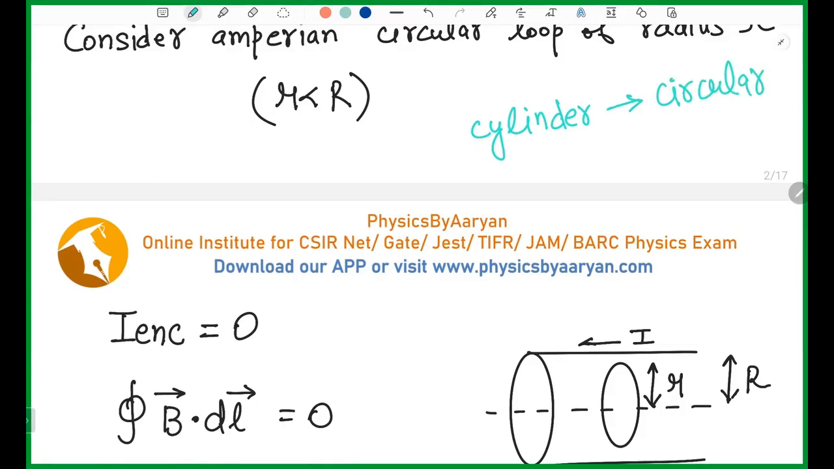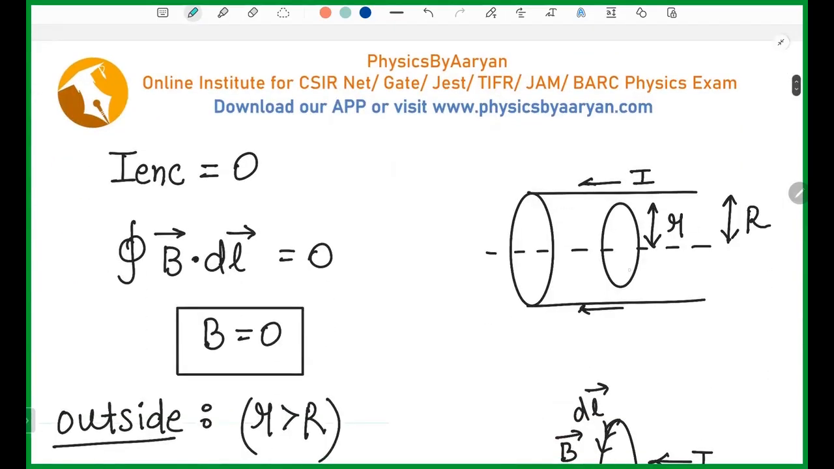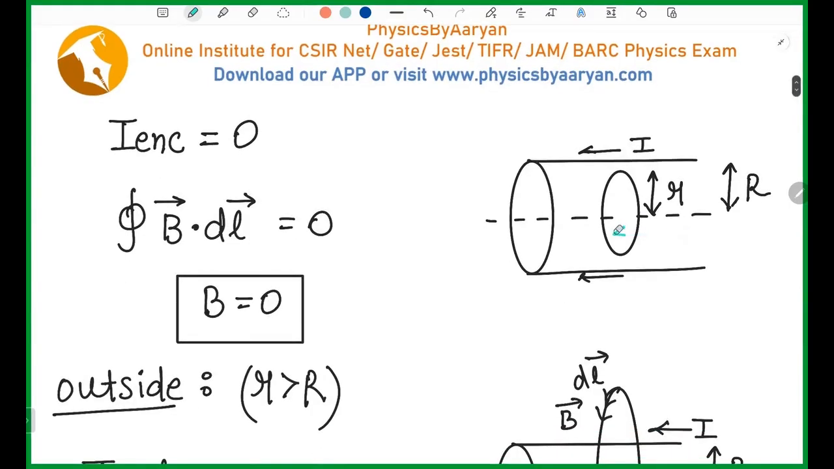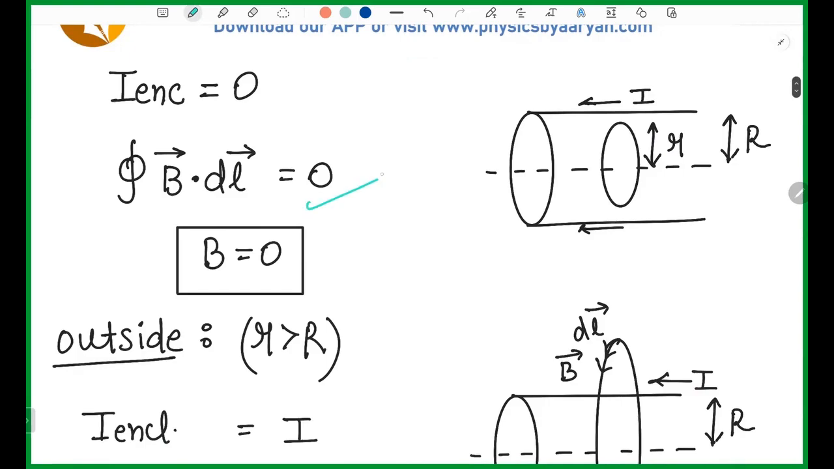So consider the hypothetical circuit. How much current is flowing through this circular loop? The answer is no current, because the current is on the surface and there is no current inside the cylinder, so there is no current flowing through this circle. So the current enclosed through this loop will be zero. If the enclosed current is zero, then B dot dl will also be zero, and hence the magnetic field will also be zero. So the magnetic field inside is always zero in case of a hollow cylindrical wire.